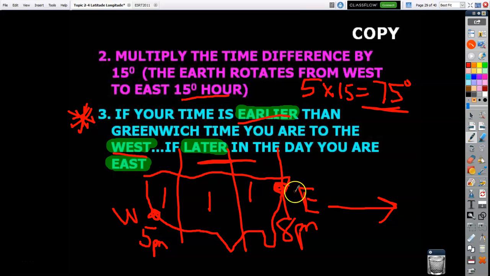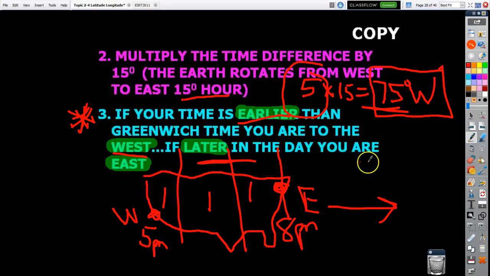Now, if we compare not New York and LA, but using Greenwich, right, England, we are earlier than England. We're always 5 hours earlier than Greenwich. We are always to the west. So it's 5 times the 15 gave us 75. And because we are earlier than England, we are to the west. So our longitude would be about roughly 75 degrees west longitude.